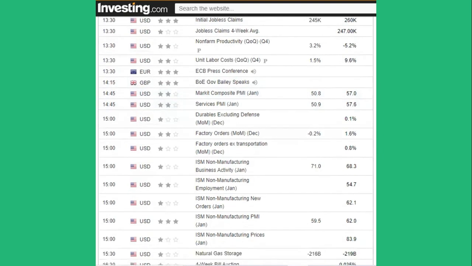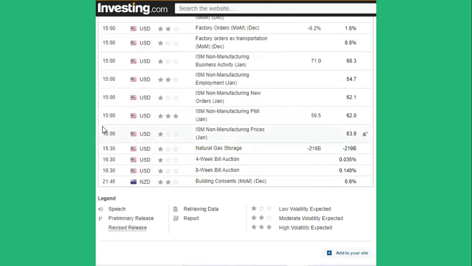All right, and then if we carry on down, guys, we've got one last piece of news at 3 o'clock: a 3-star rating coming out of the US. But the big pieces of news, guys, are those interest rate decisions coming out of the UK and Europe. They are so important today, guys. So you must be aware of when they are released.